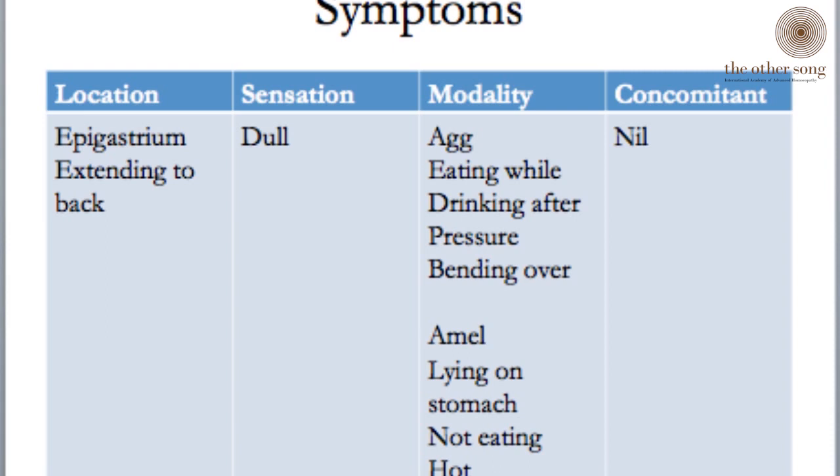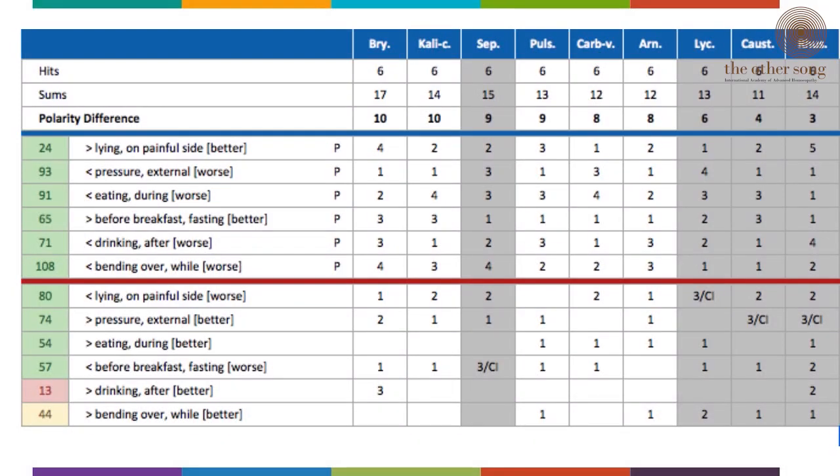But interestingly, lying on the stomach gives her relief. Hot fomentation makes her feel better. There is no pain if she does not eat or drink. The case is repertorized using Polarity Analysis software developed by Dr. Heiner Frei from Switzerland. It is a free online web-based software available on his website.